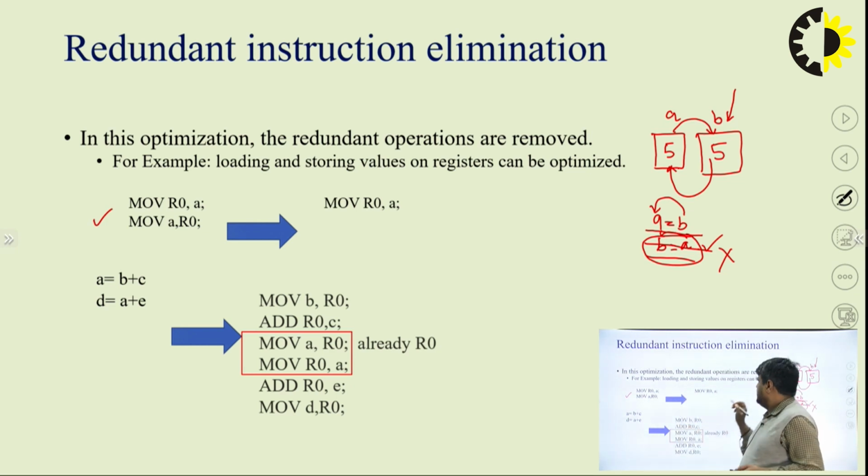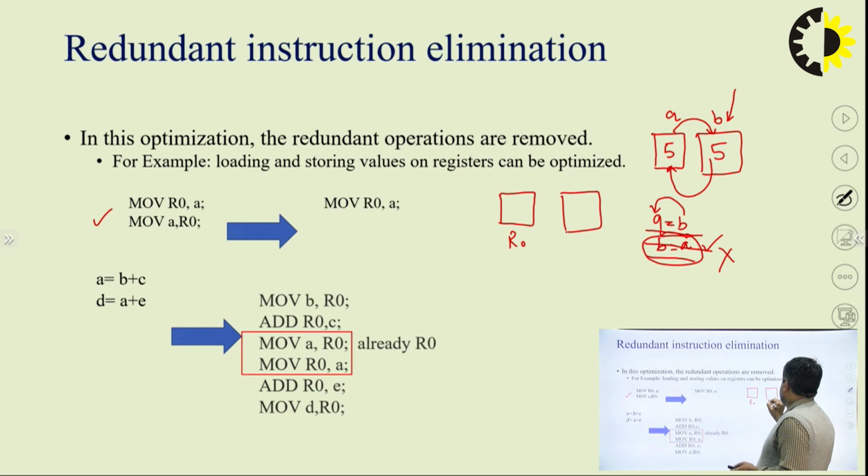What happens? Basically, R naught is a register, A is a variable, right? A is a variable. Suppose A contains a value 5. So you have to move, meaning you have to transfer this value to R naught. Copy this value to R naught. So this value gets copied here.